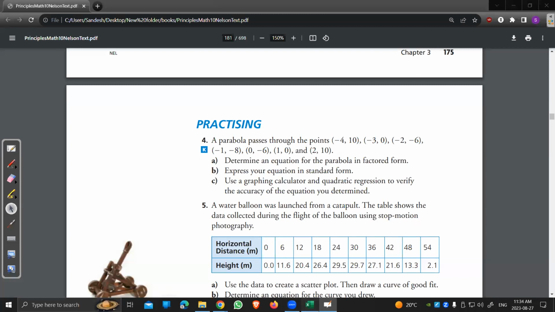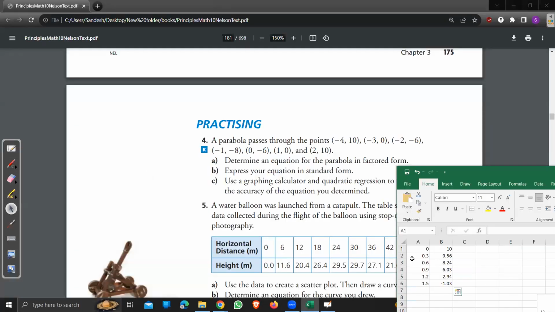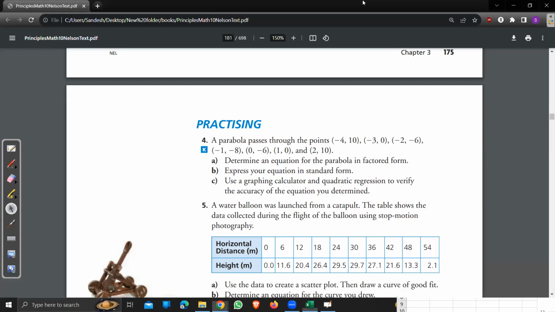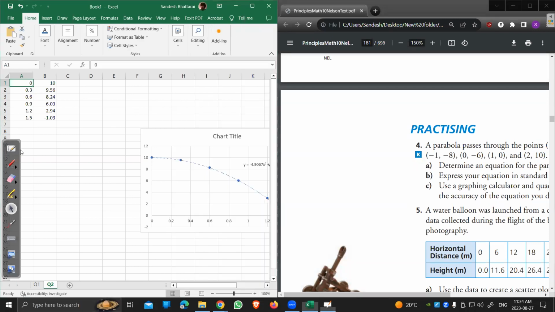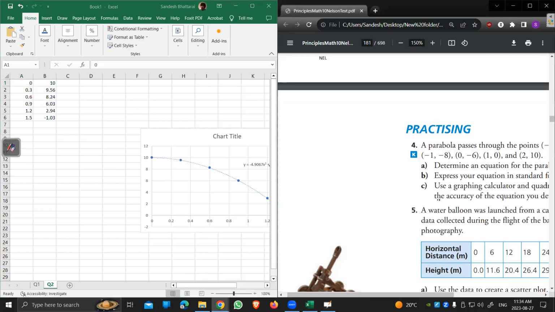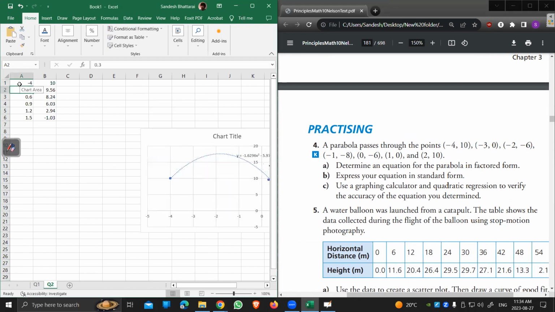C, use a graphing calculator and a quadratic regression to verify the accuracy. You know what you can do is you can even change the points on a whim. What I mean by that is, if you change your points here, the curve is gonna change in real time. That's why Excel is a little bit better than Desmos. So now if you see, I put this as -4. You see the curve changes. You see that? It changes in real time.